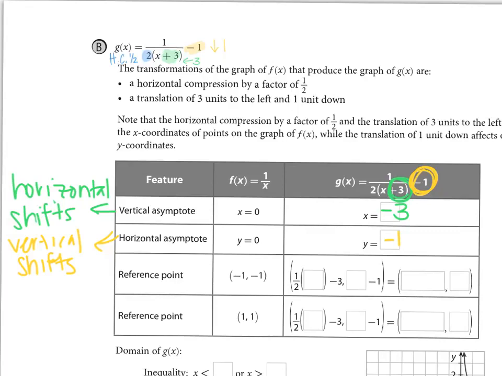Isn't that a point too? It is not a point on the graph. I mean, it's where the asymptotes intersect, but it's not actually a point on the graph.